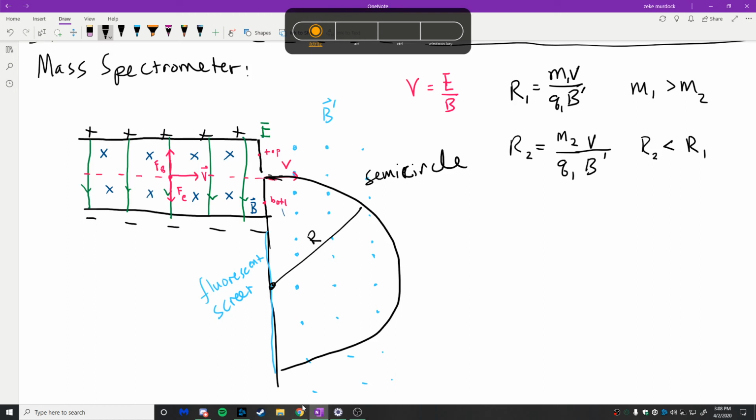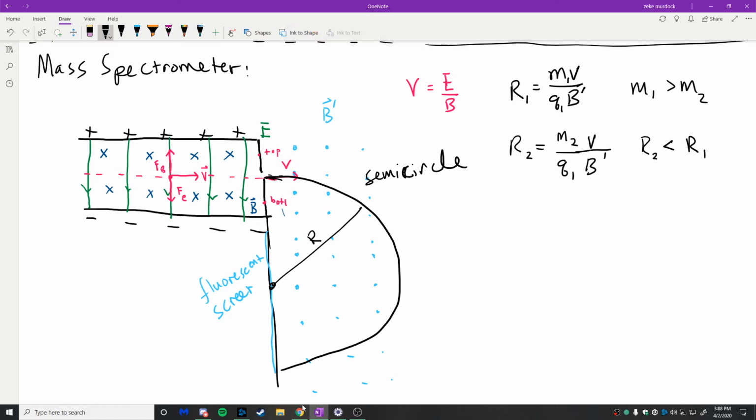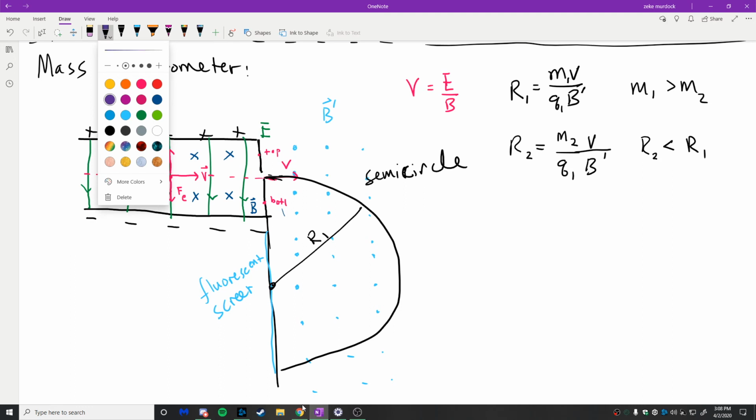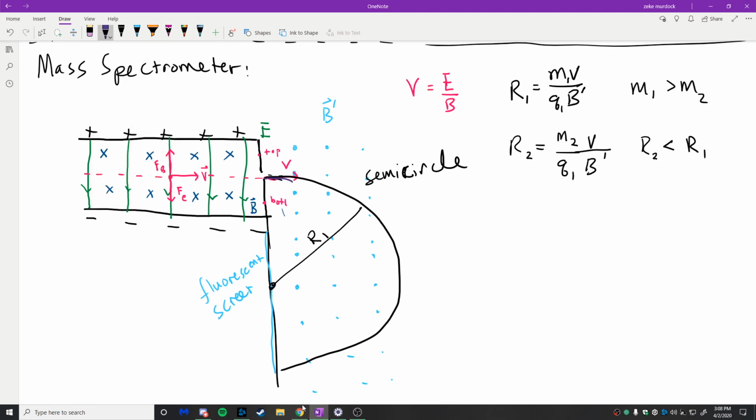You could also just think about it like it's a smaller particle, so it has less inertia, so it can't go as far, right? So if this is R1, then R2, use purple or something, R2 would be a circle that would be something like this, maybe.